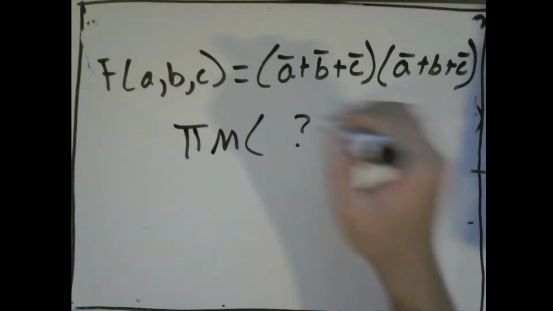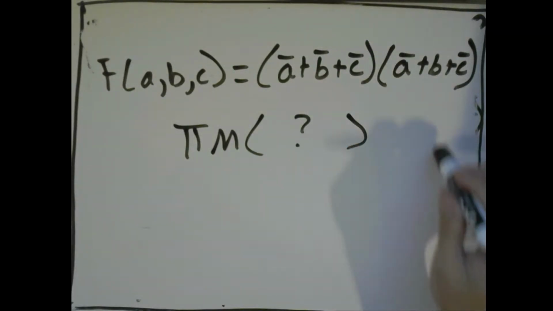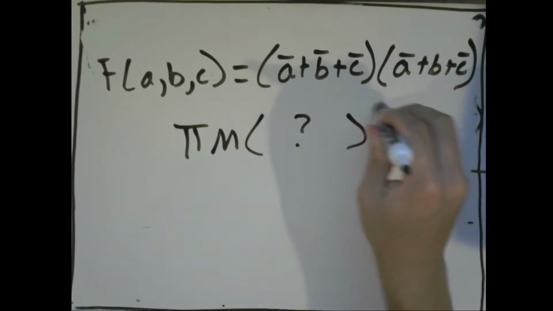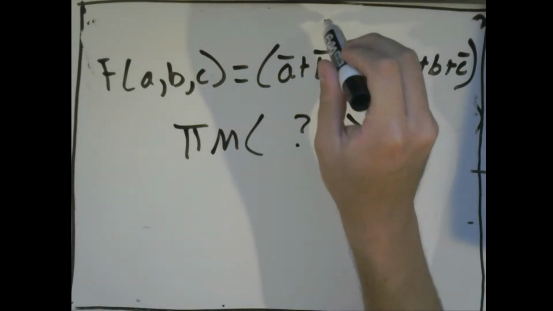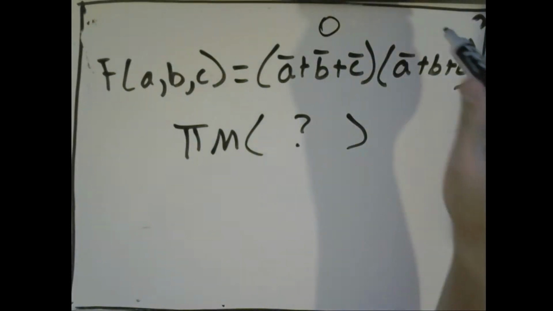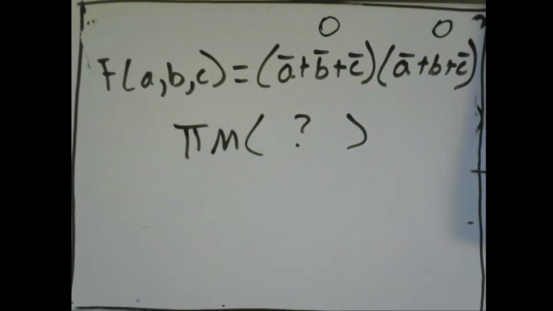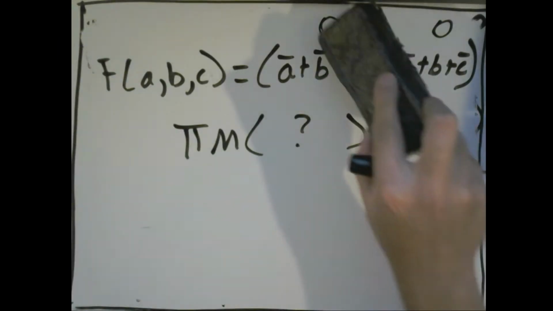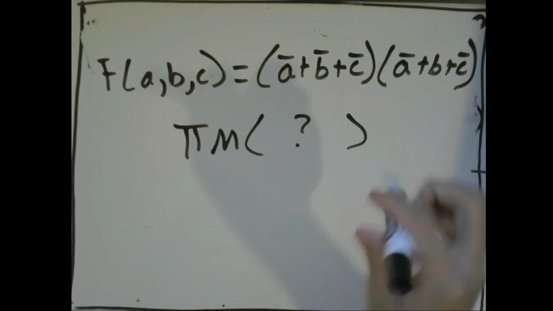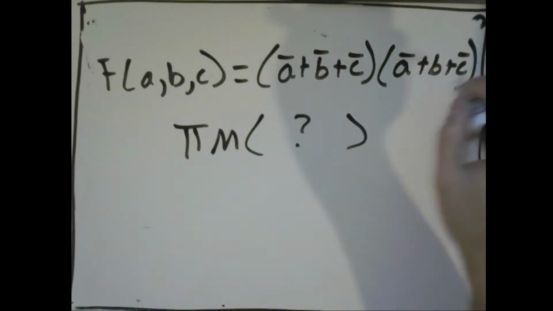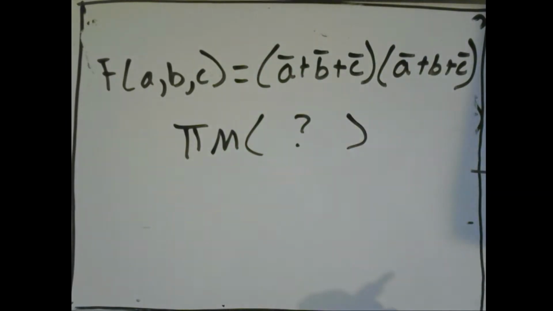So let's look at this POS equation. What has to happen for this equation to go to 0? Well, as long as one of these ANDed terms is equal to 0, it doesn't matter which one, the entire equation is going to equal 0, because anything ANDed with 0 is just 0. So when we create our terms here, we want to think about what has to happen for whatever's inside the parentheses to equal 0.